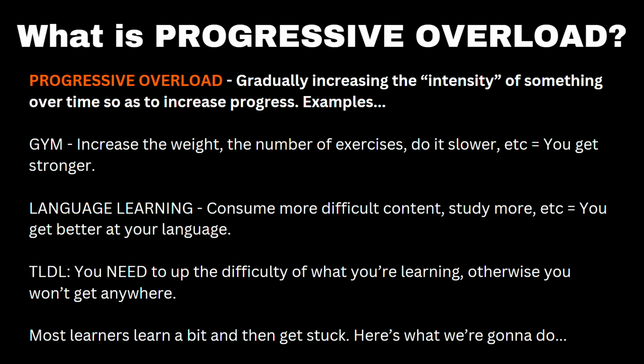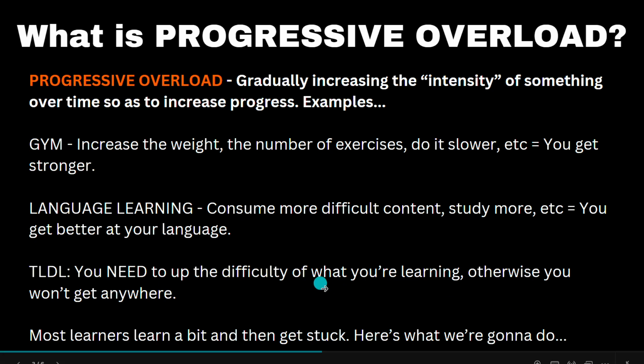So what is progressive overload? Progressive overload is gradually increasing the intensity of something over time so as to increase progress. A few examples of this are in the gym. Progressive overload is actually a gym term, which basically means you increase the weight and the number of exercises over time, or you do it slower, etc. You just make the exercise more difficult, and over time you get stronger, because obviously if you start off, you're not going to be able to lift 100 kilos above your head, but you can't just keep lifting little 1 kilo weights if you're going to get really, really strong. You have to progress over time.